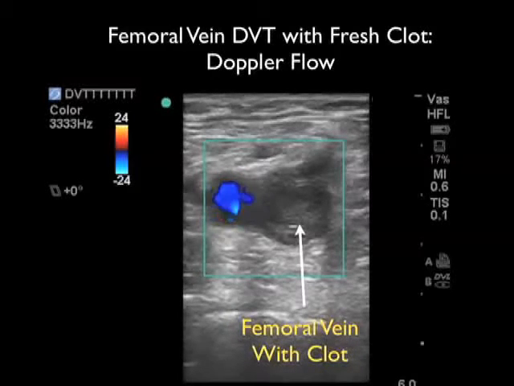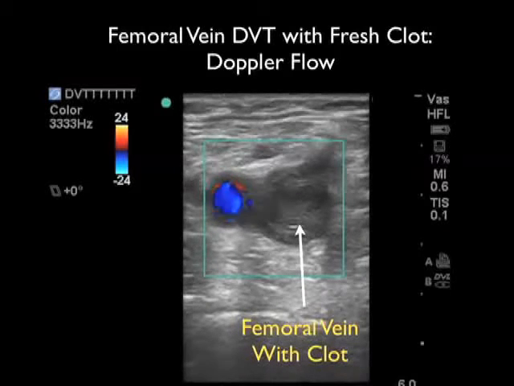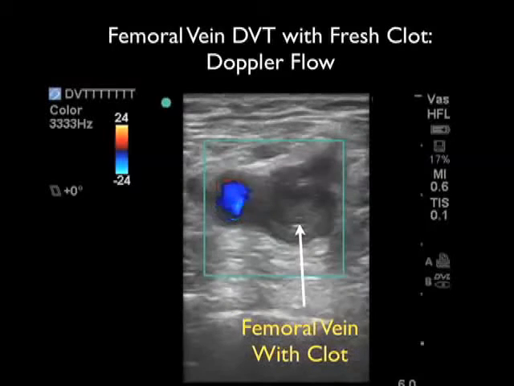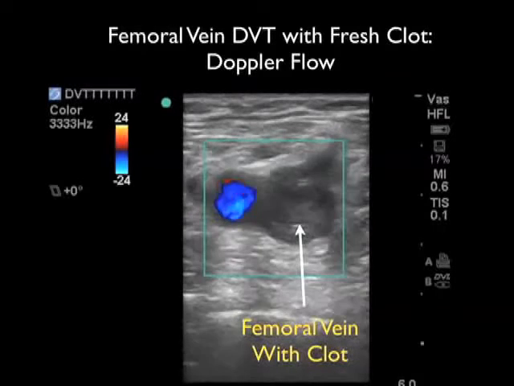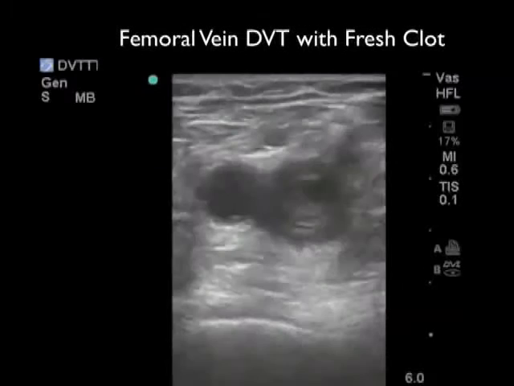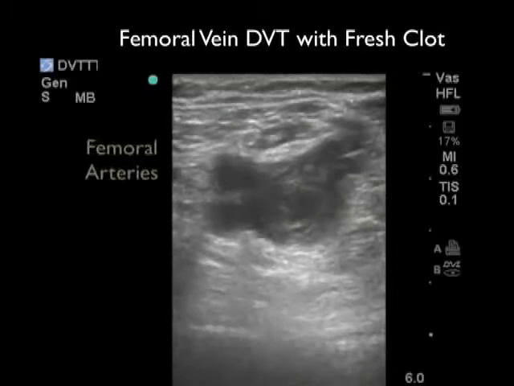lack of Doppler flow. Looking within the vessel, we can see swirls of thrombus within the femoral vein consistent with clot. And we note also the saphenous vein on top of the femoral vein is also thrombosed. We note here that there is no Doppler pulsations within the femoral vein as a result of blockage due to the clot.